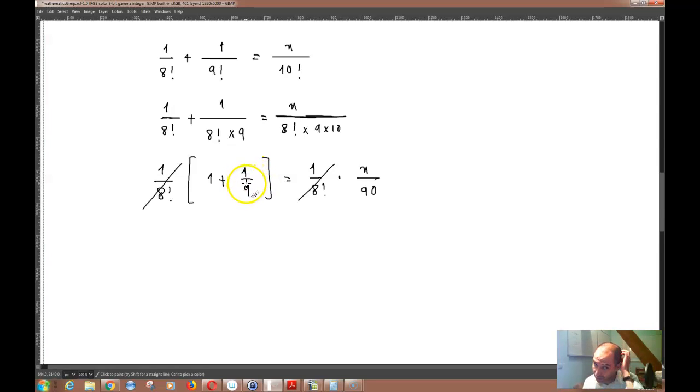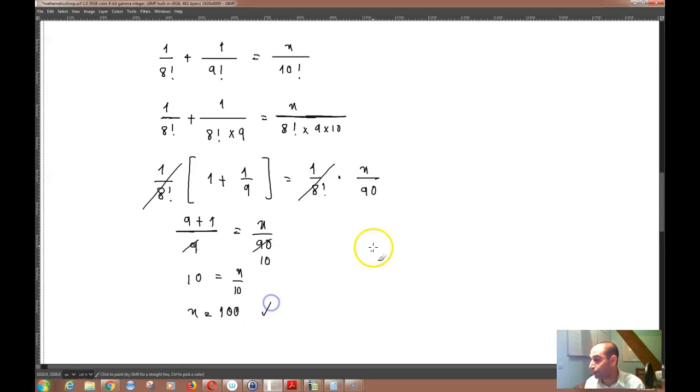and then I could basically write this as 9 plus 1 is equal to x over 90, simplify these, and then that would be 10 is equal to x over 10, so x is equal to 100. X is equal to 100.